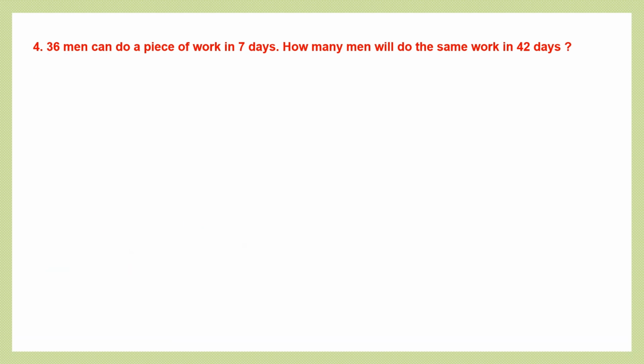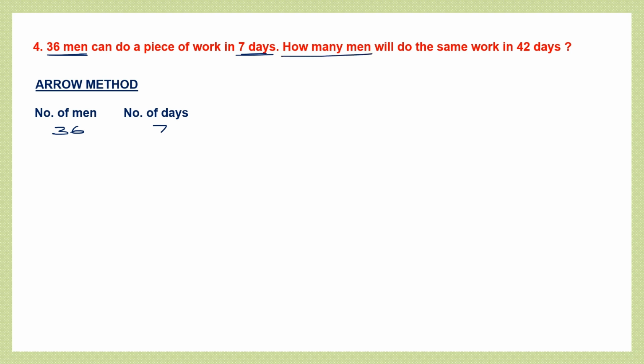Let's do the same thing in the arrow method. So in the arrow method, we have to make 2 columns. Now 36 men. So number of men will be the first column, and here days, the number of days is the second column. So let's fill in this first. So number of men is 36 and the number of days is 7. Here they're asking how many men. So we don't know. So that is X, and the number of days is 42.